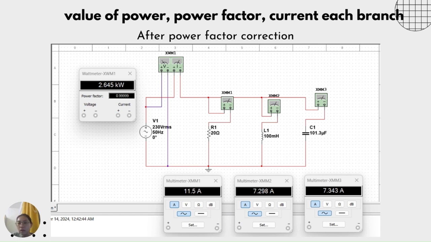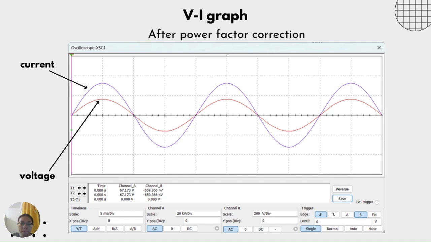In addition, the current across the resistor is 11.5 amperes. The current across the inductor is 7.298 amperes and the current across the capacitor is 7.343 amperes. Next, the voltage-current graph using the oscilloscope. In this graph, we can see the current and voltage are in phase. It shows that the angular displacement is 0, so the power factor is equal to 1, where the power factor is cos theta and cos 0 is equal to 1.